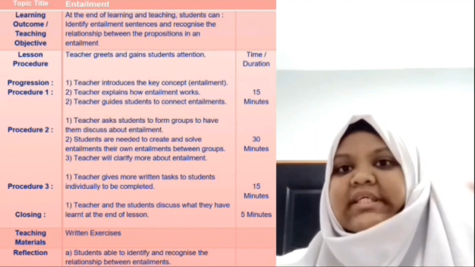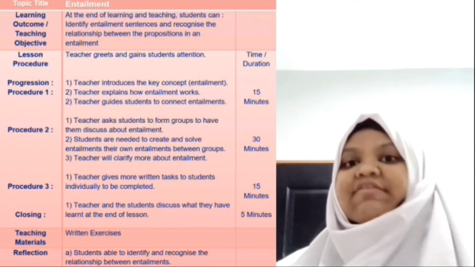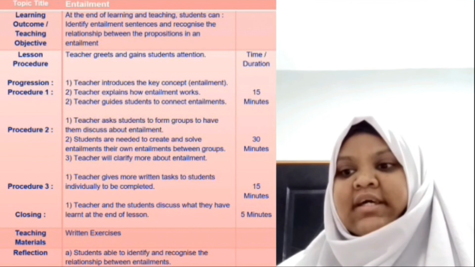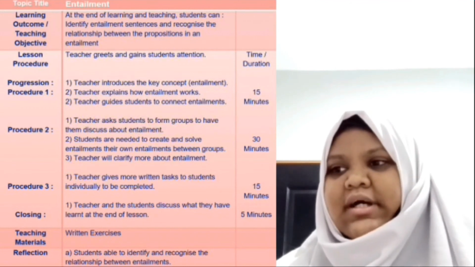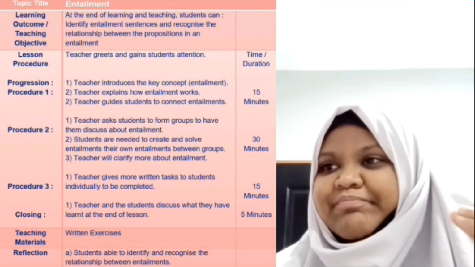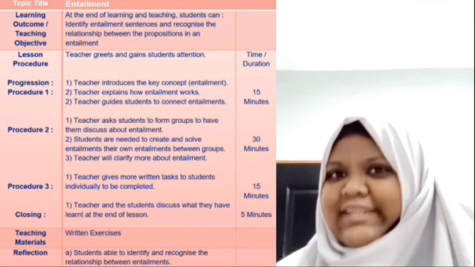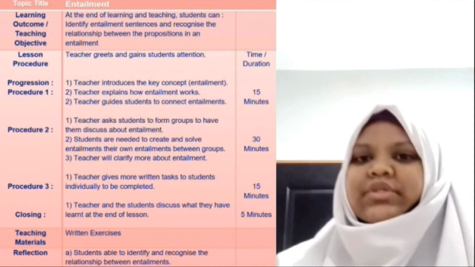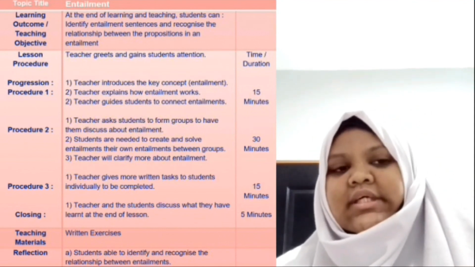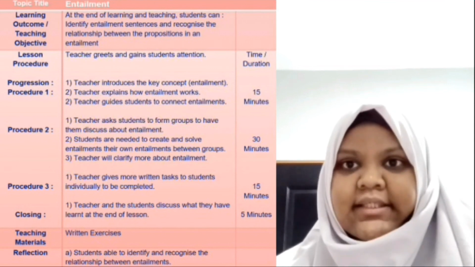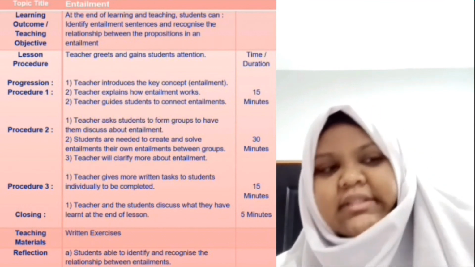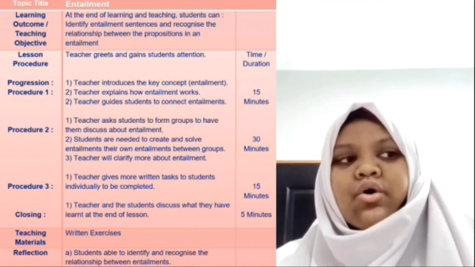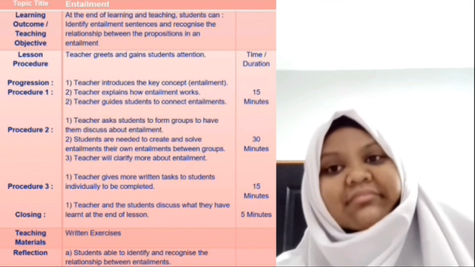And after this discussion between groups, the teacher can give more explanation about what an entailment is, because the students now have an understanding of what entailment is. Okay, now let's look at the third procedure. The third procedure is about the teacher giving the students individual tasks, which are exercises on entailment, to see whether the students have already mastered or understood this topic.